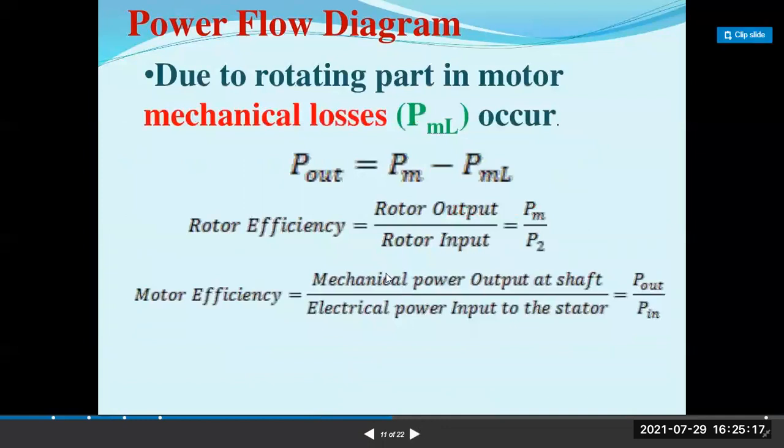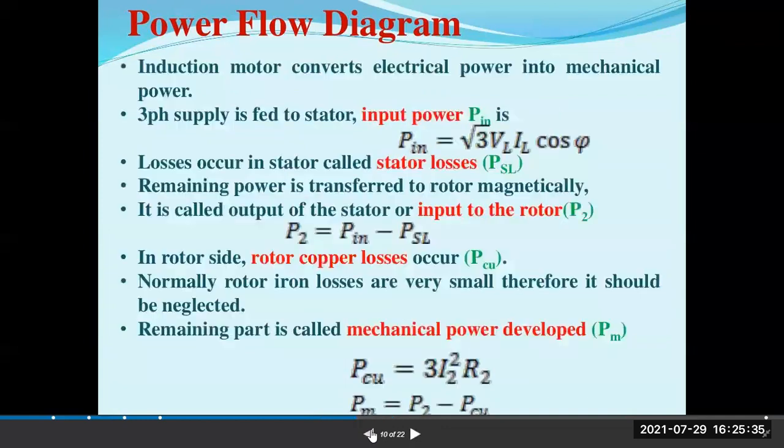This is the mechanical power, the mechanical output. We are dealing with the motor part, so the output will be mechanical power according to the shaft, and the input is your electrical power. Input to the stator, output to the shaft. That's why this is known as P out divided by P input.